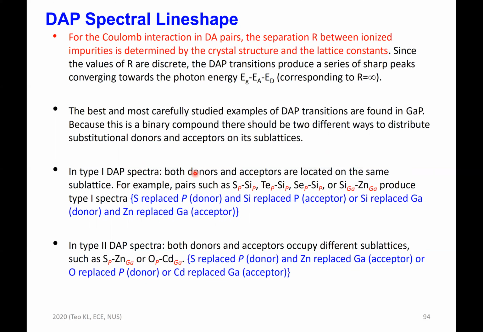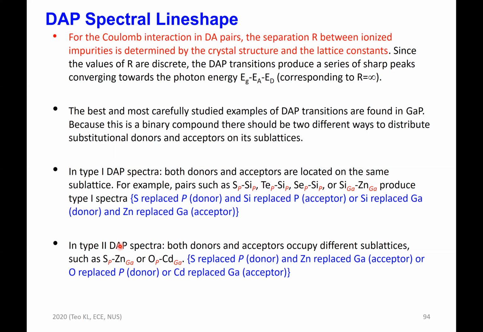Type 1 is where the donor and the acceptor are located on the same sublattice. So basically, you can have phosphorus being replaced by sulfur and silicon. Because sulfur is group 6, phosphorus is group 5, a group 6 replacing a group 5 gives you an additional electron, that is a donor. So sulfur is a donor. And if you use silicon to replace phosphorus, silicon is group 4, phosphorus is group 5, you are short one electron, and so silicon is an acceptor. So the sulfur and silicon occupy the phosphorus sublattice, and this is a type 1 donor acceptor pair transition, or DA pair transition.